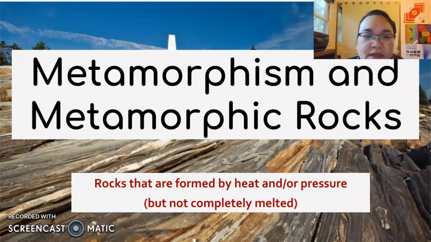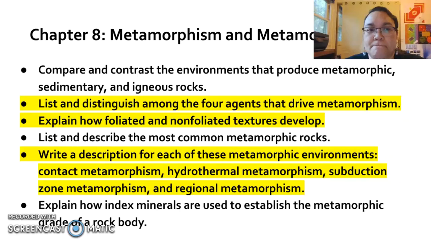We are looking at Chapter 8 in the textbook, which covers metamorphism and metamorphic rocks. Metamorphic rocks are formed from a process called metamorphism, which is basically a combination of heat and pressure. These are the main concepts from Chapter 8, and the ones highlighted are the ones I will discuss today.